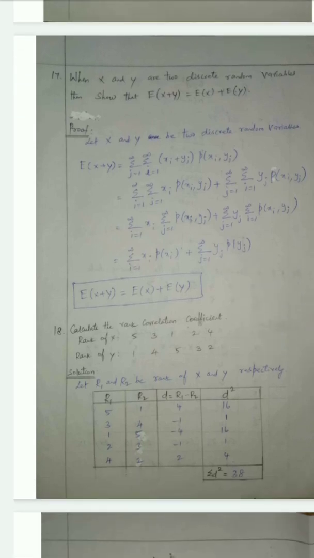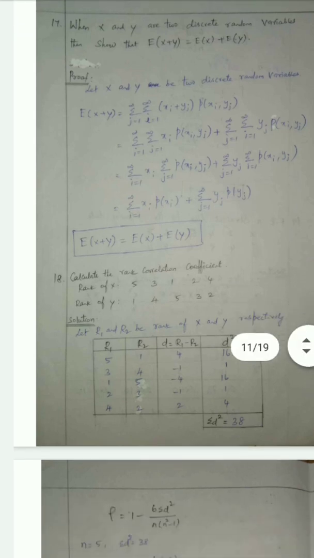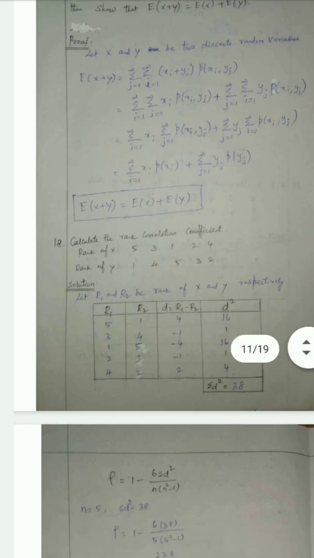So we can split the summation. First of all, we can apply the p of x. So summation i equal to 1 to infinity, summation j equal to 1 to infinity, xi into p of (xi, yj), plus summation j equal to 1 to infinity, summation i equal to 1 to infinity, yj into p of (xi, yj). Then rearranging the summation, we get summation i equal to 1 to infinity xi p of xi plus summation j equal to 1 to infinity yj into p of yj. Then finally we get E of x plus y equals E of x plus E of y.